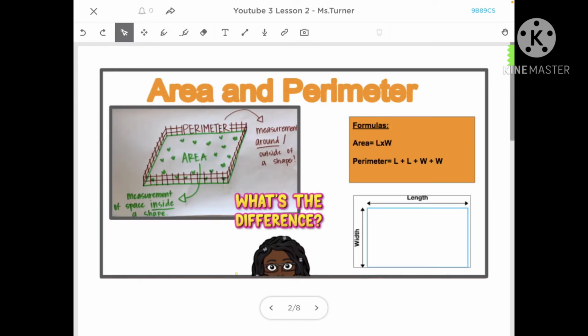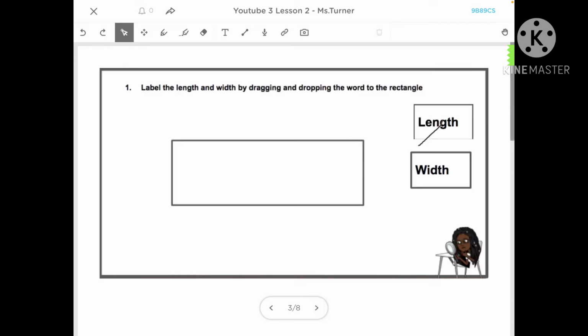As a reminder, the formula for area is length times width, and the formula for perimeter is length plus width plus length plus width. All right, you guys, in our first part, it says label the length and width by dragging and dropping the word to the correct part of the rectangle. I have length and I have width. Does length tell me how long my rectangle is or how wide my rectangle is? What do you think?